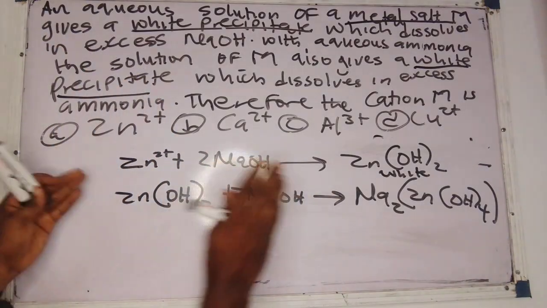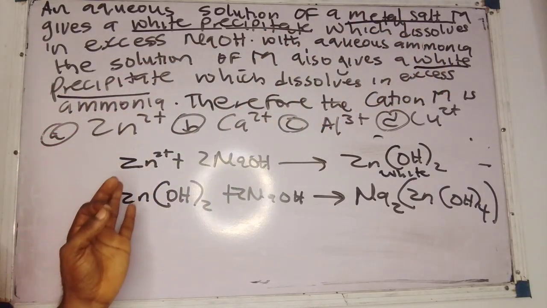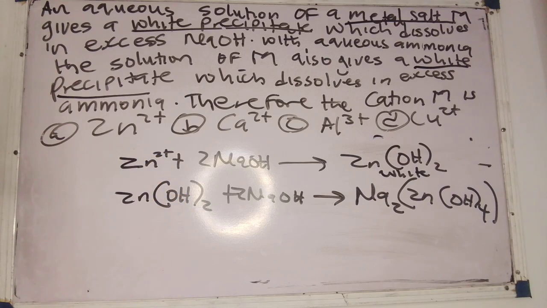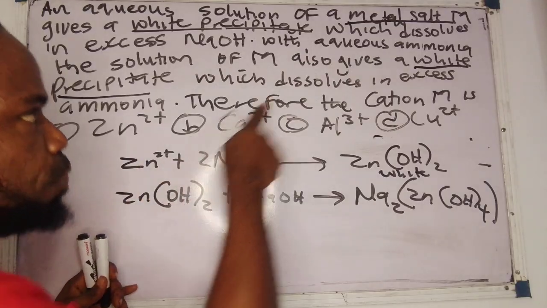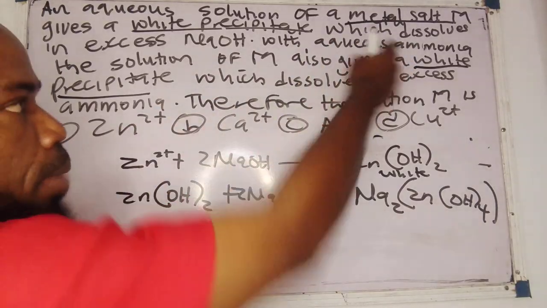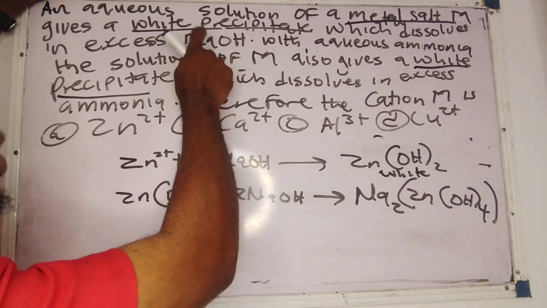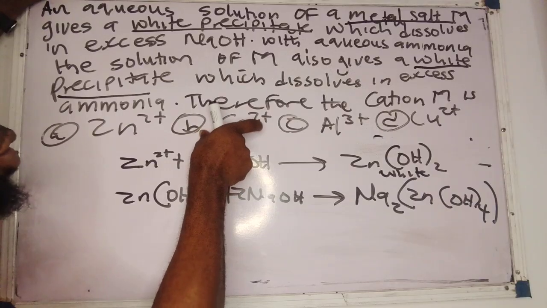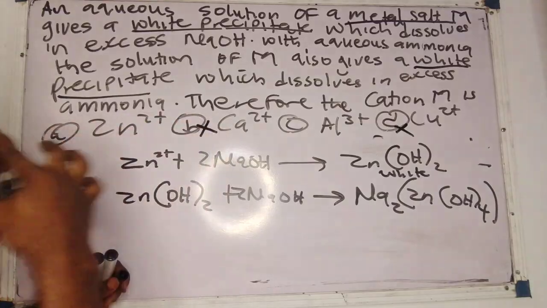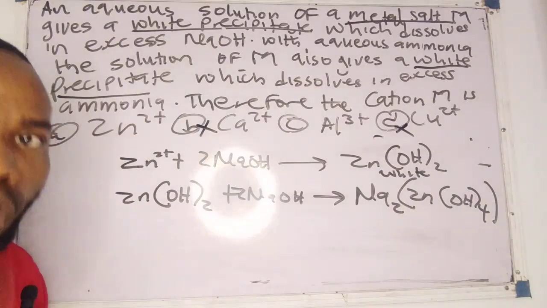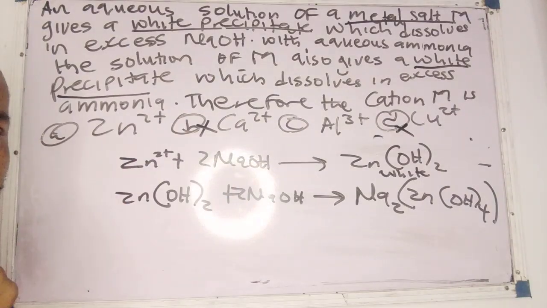Now we have known this about zinc, but let's check with aqueous ammonia. This is where the whole thing is drawn from. Zinc also forms a white precipitate. Calcium forms a white precipitate. Aluminium forms a white precipitate, but there's a problem. Calcium is out of it. If calcium reacts with sodium hydroxide, it does not dissolve in excess sodium hydroxide. It forms a white precipitate with sodium hydroxide, but it does not dissolve in excess of the base.